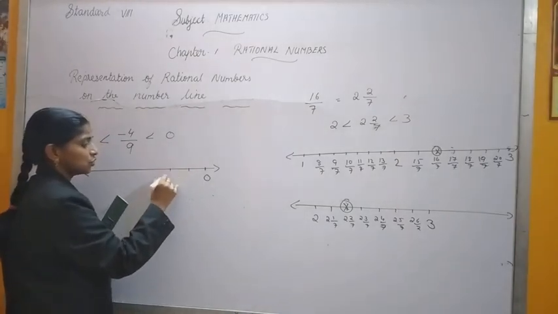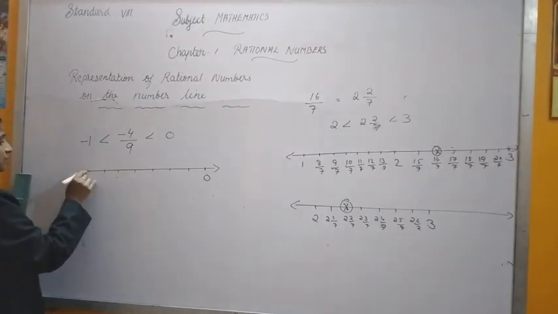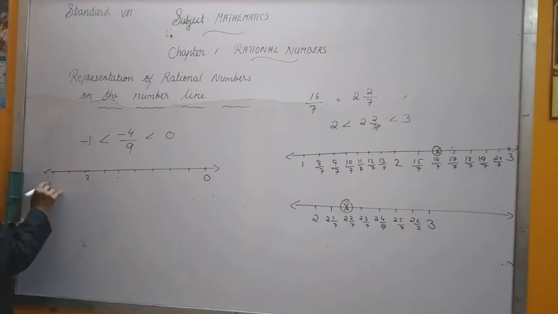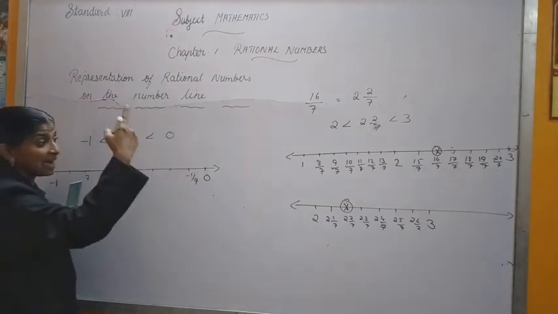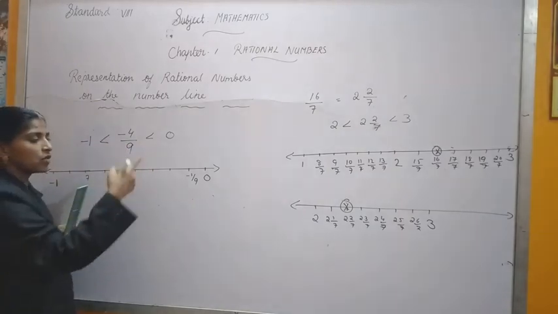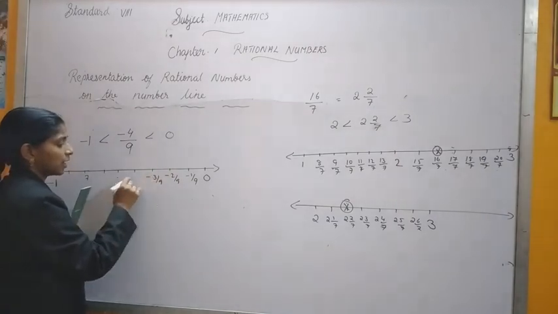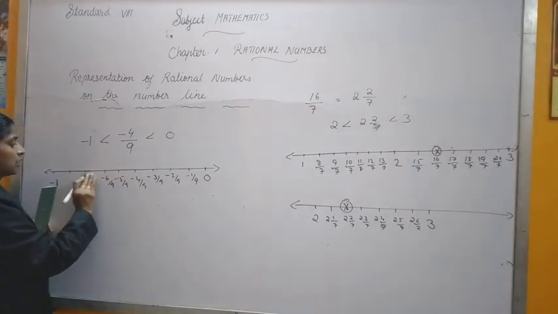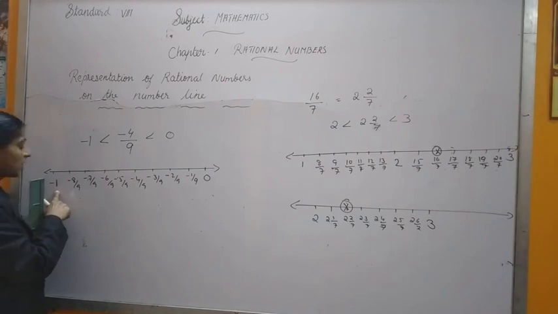So 1, 2, 3, 4, 5, 6, 7, 8, 9. At this point we get minus 1. And from here you can mark minus 1 upon 9. Always from the right side. A negative rational number is always marked from the right side. Minus 2 upon 9, minus 3 upon 9, minus 4 upon 9, minus 5 upon 9, minus 6 upon 9, minus 7 upon 9, minus 8 upon 9, and minus 9 upon 9 is minus 1.